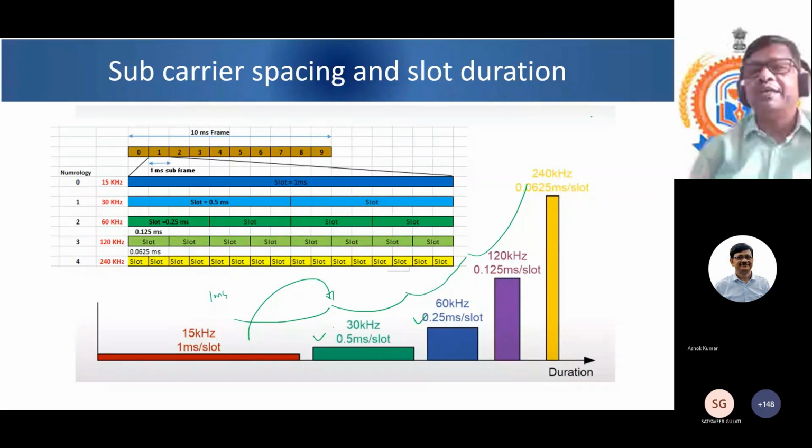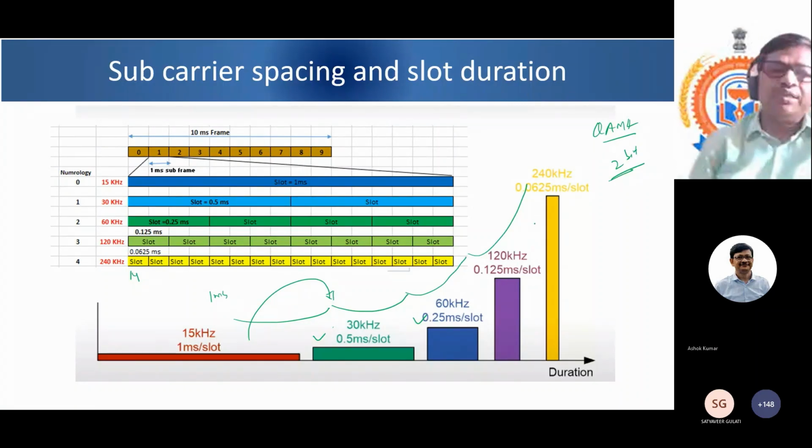And per symbol, you know that if I use QAM4, I can transmit 2 bits per symbol. So within this slot, I have 14 symbols, so that many bits I can transmit if I'm using QAM4. If I'm using QAM64, then a higher number of bits can be transmitted. So within a smaller time, I'm able to transmit more data bits, but my frequency has become double. That's why I'm able to support more data there.